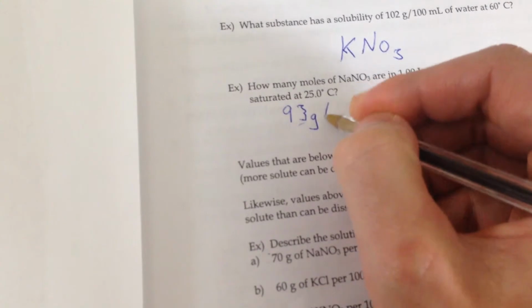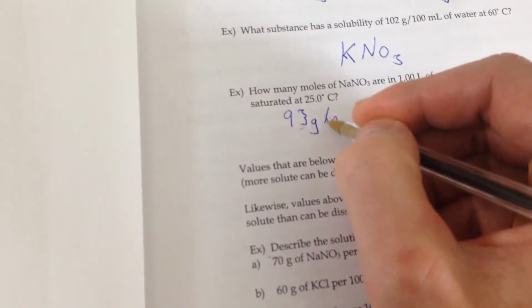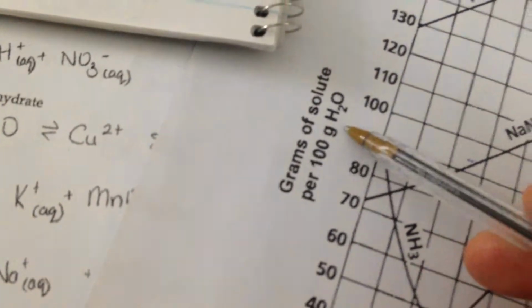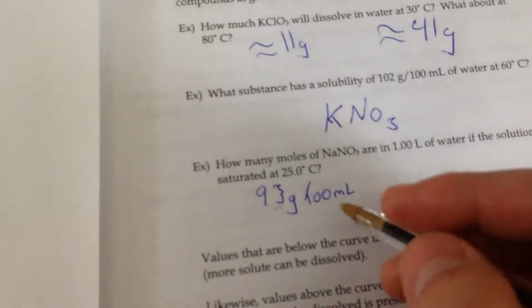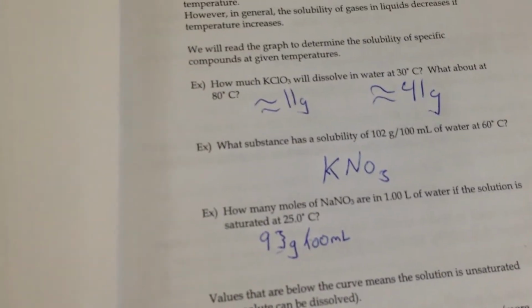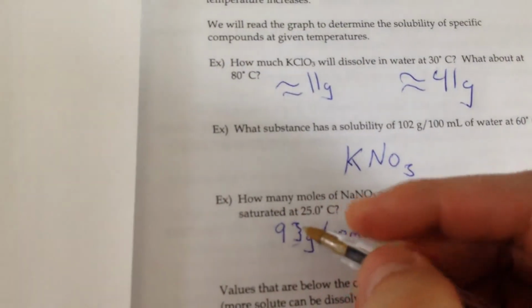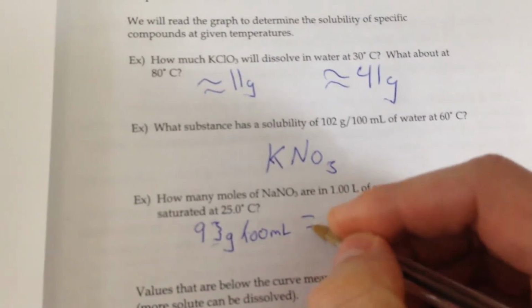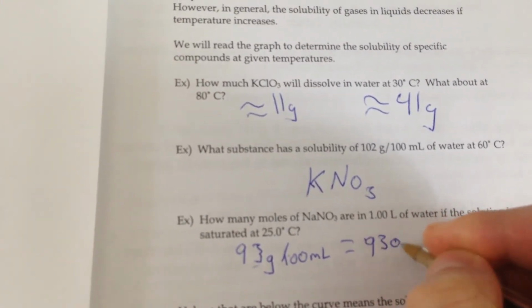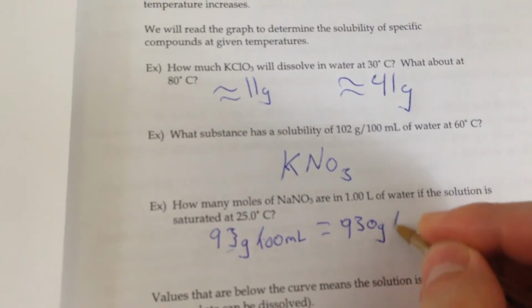93 grams per 100 milliliters. Because remember, it's based on 100 grams of water or 100 milliliters. So if we have 100 milliliters, there's 1,000 milliliters in a liter. So what we've got to do is multiply this by 10. So there's roughly 930 grams in a liter.